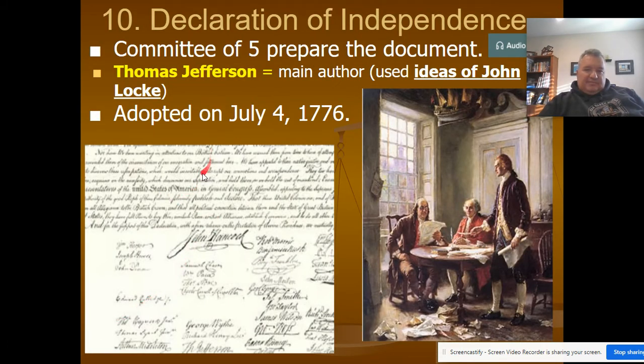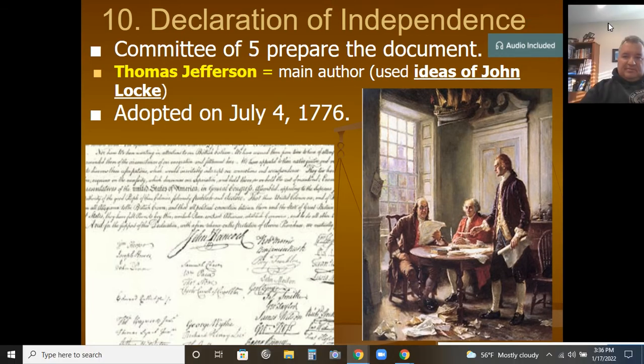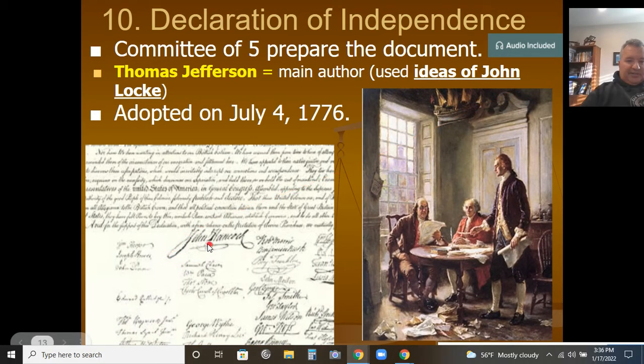Here you have the Declaration of Independence. See John Hancock's big old signature right here. This is Ben Franklin, Jefferson, and I'm sure Adams. But it was basically a committee of five to prepare the document, but the main author was Thomas Jefferson, and he used ideas from John Locke. And this is adopted on July 4, 1776, and this is why we celebrate the 4th of July.